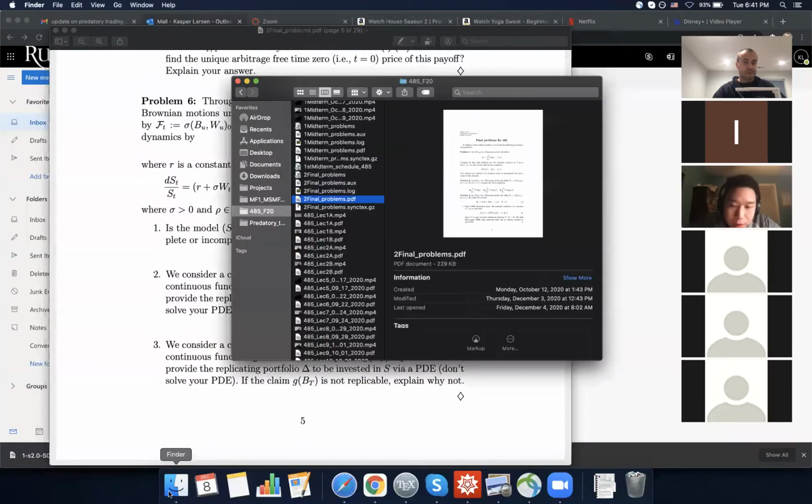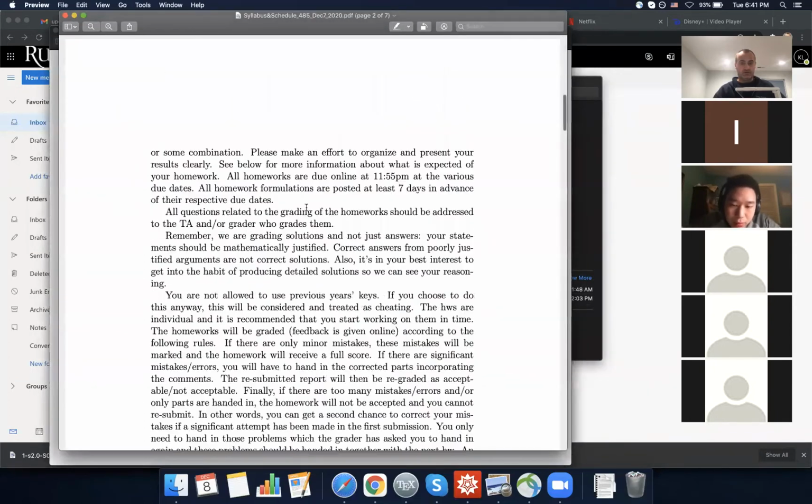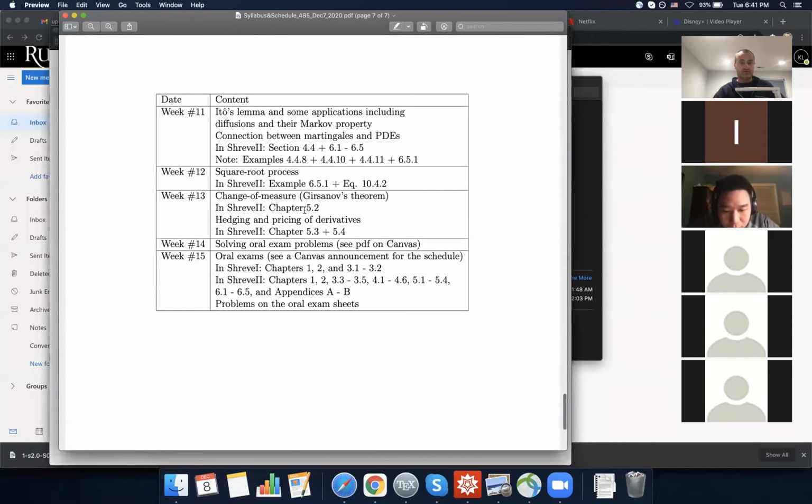The syllabus has been updated, so if you grab the latest version of the syllabus, you can see all the sections that we have talked about. It's on one of the last pages. Maybe I could share that so we can just see it together. If you go on the last pages of the syllabus, you'll see here, we are around week 14. We are solving exam problems, and then week 15 is when the oral exams are taking place, and you can see all the chapters listed here.